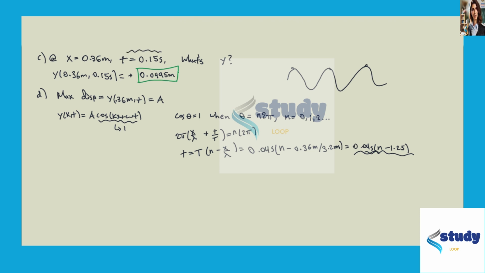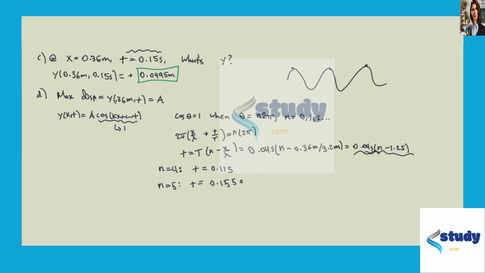So if we try to guess and check some values for n, if we try n equals 4, then that gives us t is equal to 0.115 seconds. So that's before our 0.15 seconds. But if we try n equals 5, that gives us t is equal to 0.155 seconds. So that's occurred after.